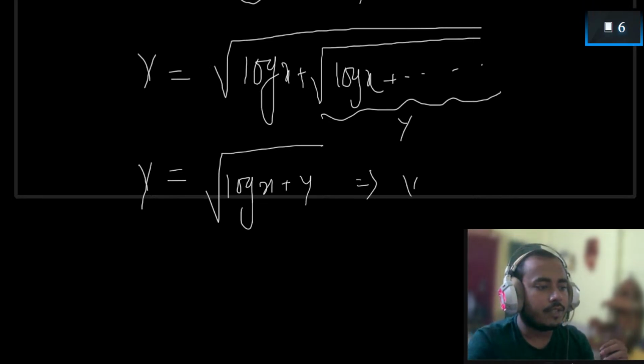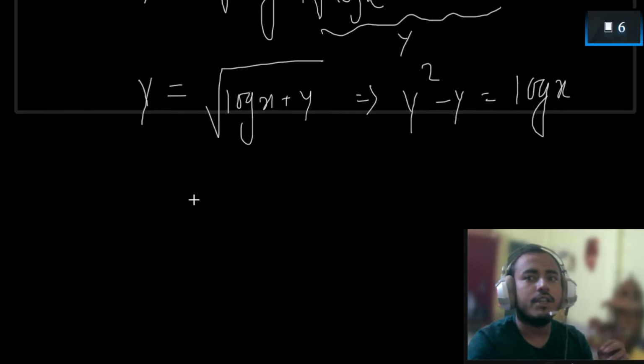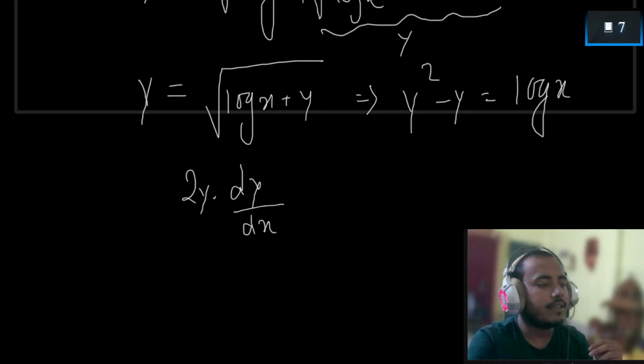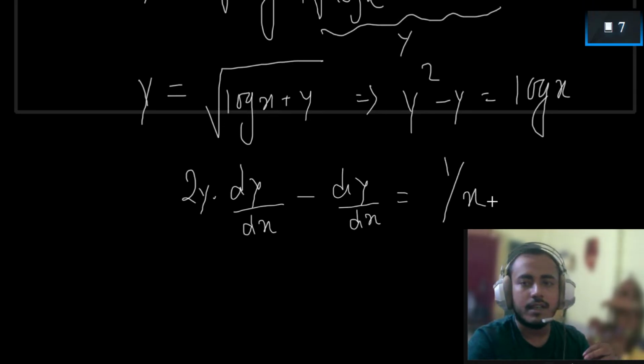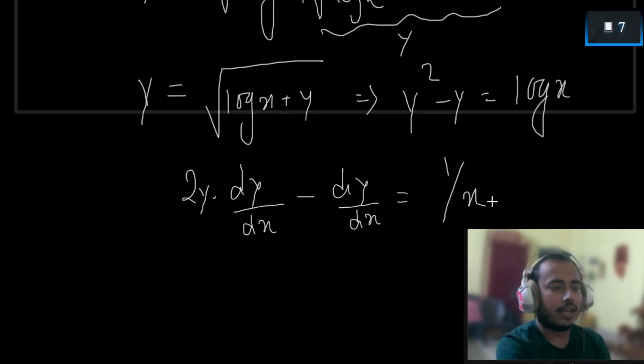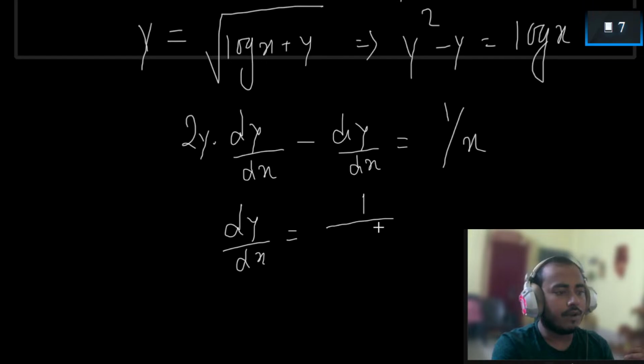This would mean if we square both sides, you get y square minus y equals logarithm of x. This is what you did, right? And then you differentiated this to get 2y into dy by dx minus dy by dx equals 1 by x. So this is what you guys did, right? And then you just solve for dy by dx, which is simply dy by dx equals 1 by x whole into 2y minus 1.